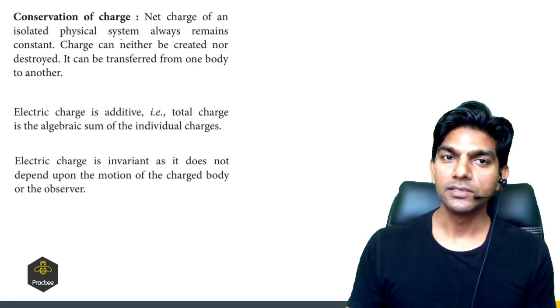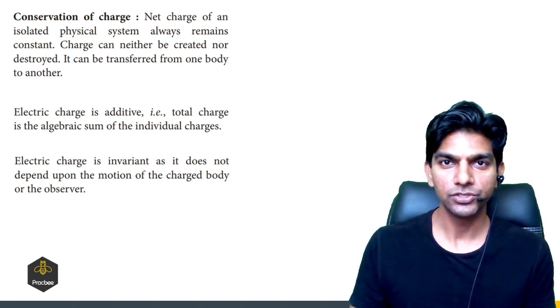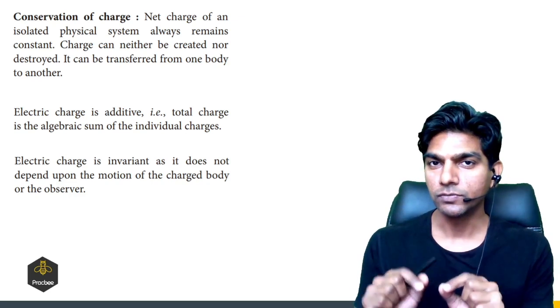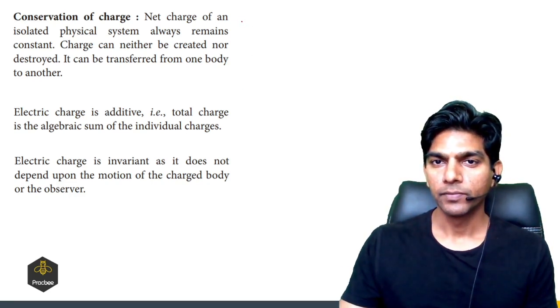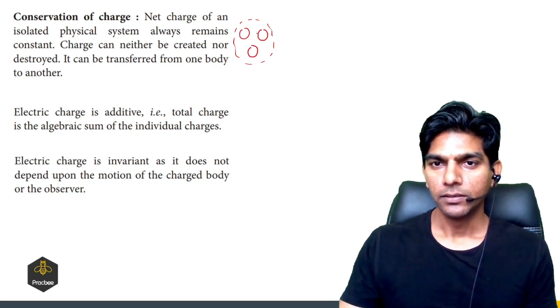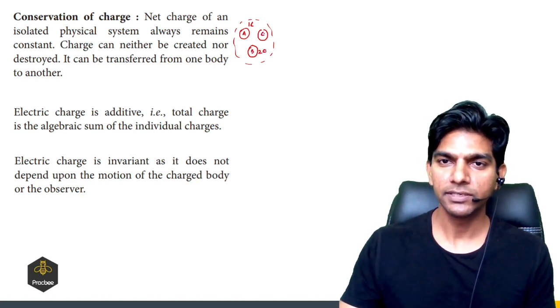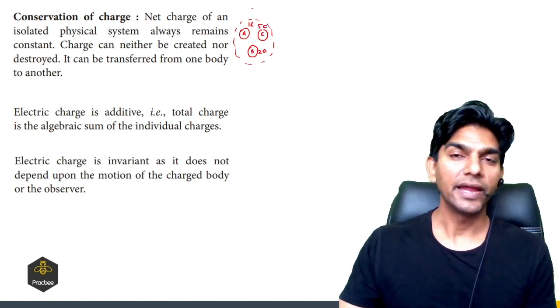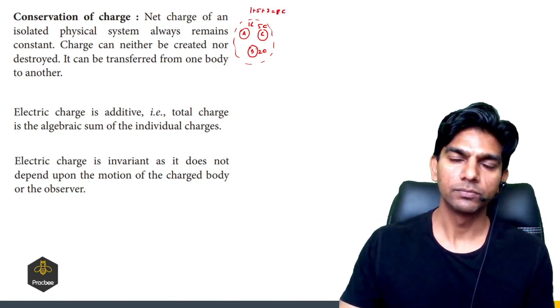Next property is the conservation of charge. If I have a system, and in that system we have some charge Q, then the charge of that system will not change. It will remain conserved. For example, let us say there is a system and it has three bodies, A, B, and C. Say body A has a charge of 1 coulomb, body B has a charge of 2 coulomb, body C has a charge of 5 coulomb. Now if I add up all these charges, it comes out to be 1 plus 5 plus 2, so that comes out to be 8 coulomb.